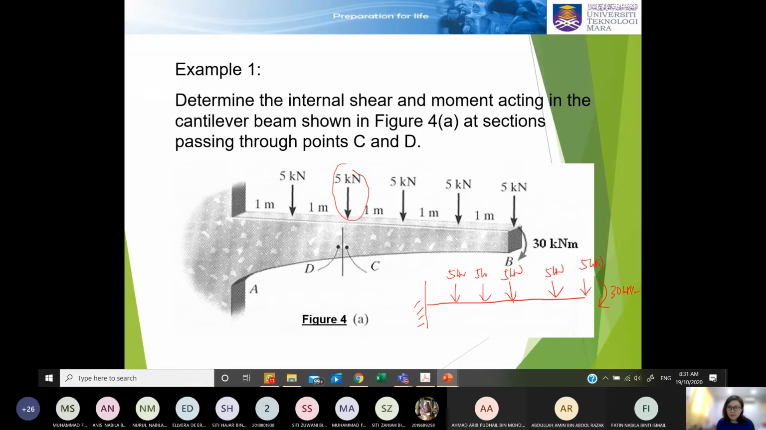Now the question asks you to determine the shear force and bending moment before and after this 5 kilonewton. Therefore, you need to cut a section after and before. You are going to solve this beam twice: one is cut section CC and the other is cut section DD. First of all, we need to know how to cut a section. Once you have decided where to cut, the next is which section you want to analyze.